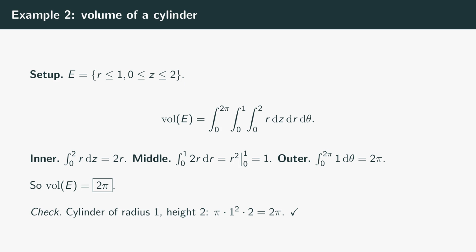Sanity check: a cylinder of radius r and height h has volume pi r squared h, so with r equals 1 and h equals 2, we expect 2 pi. Matches. This was easy because the region is exactly aligned with the coordinate surfaces. R runs over an interval, theta runs over a full circle, z runs over an interval, no cross dependencies. The same problem in Cartesian would have curved bounds on y depending on x and an arcsine floating around, much uglier.